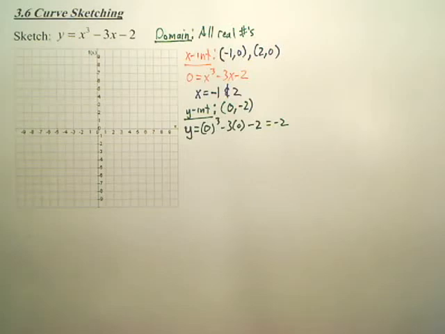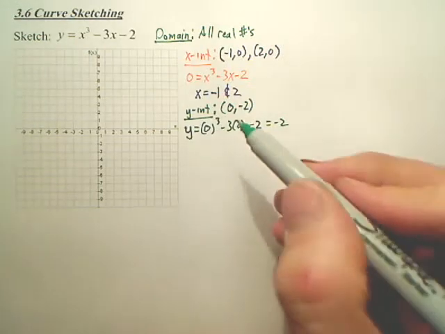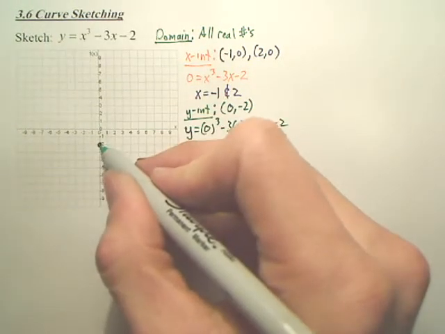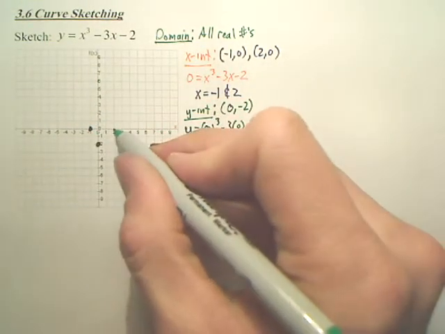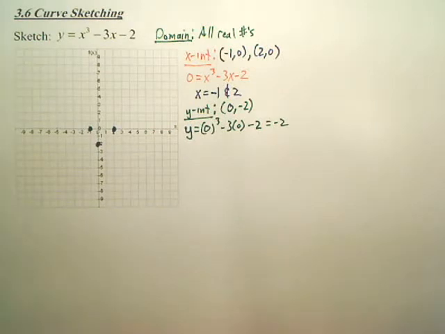So could we go put this on our graph? Yeah. (0, -2)? Yes. And (-1, 0)? And (2, 0)? We now have a handful of nice, pretty points that were somewhat easy to find. In order to make a graph, you need at least one point to reference it.